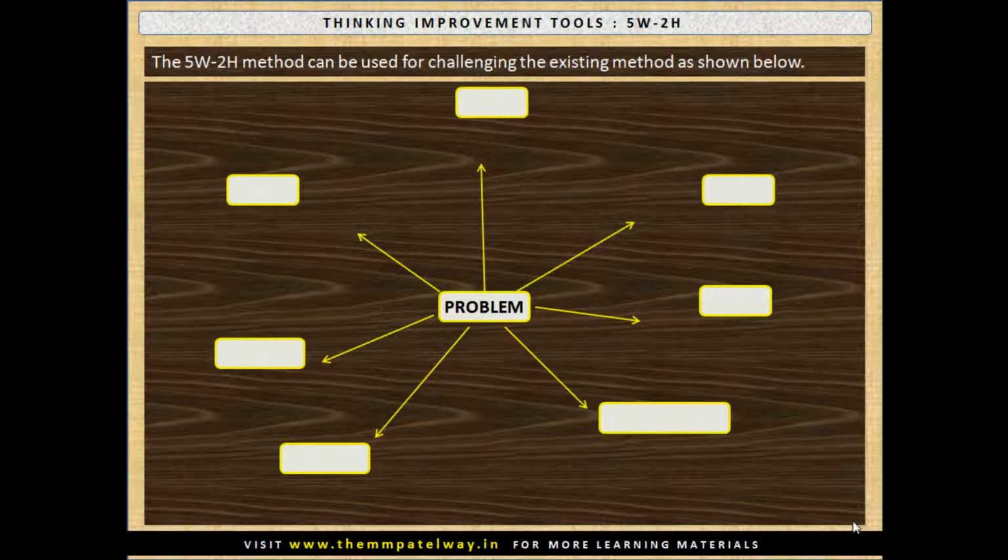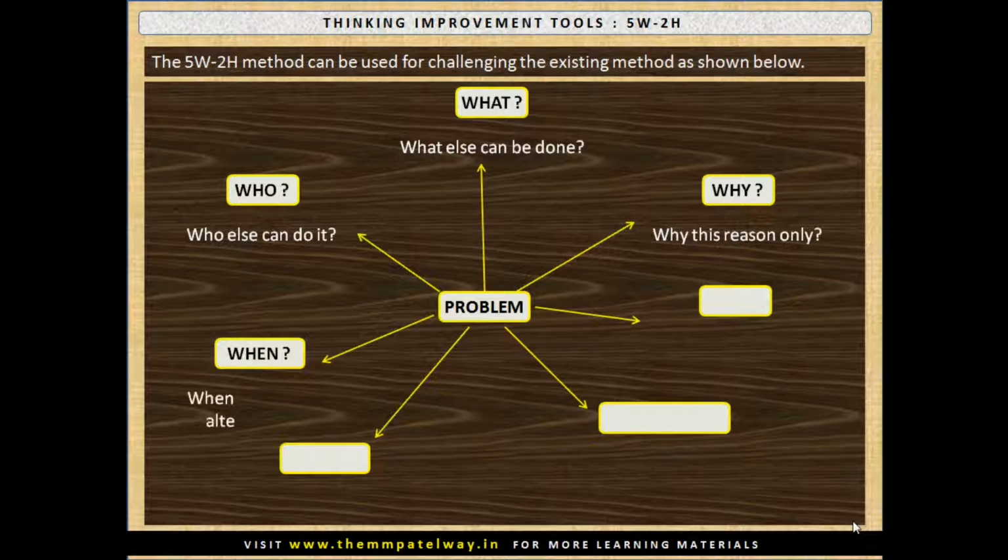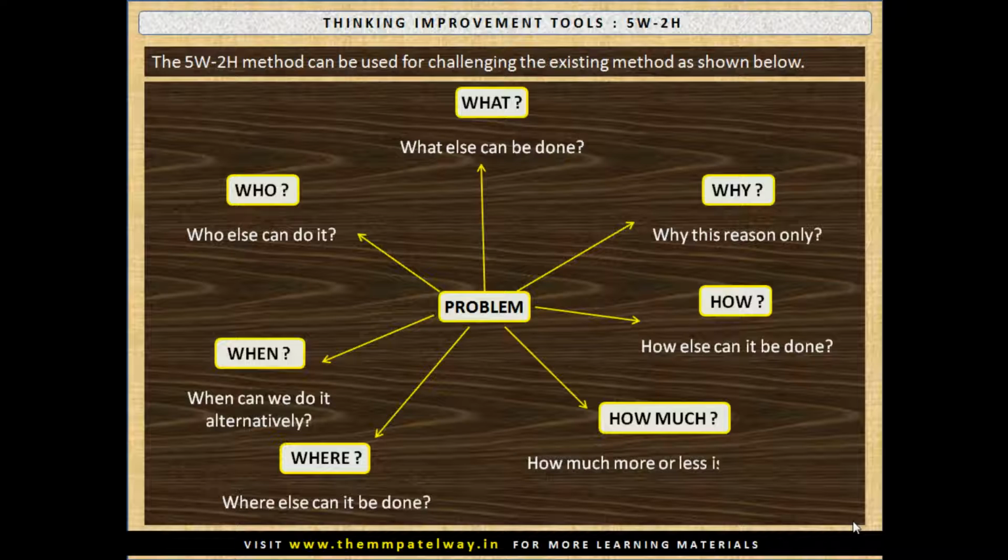The 5W2H method can also be used for challenging the existing method as shown below. What else can be done? Who else can do it? Why this reason only? When can we do it alternatively? Where else can we do it? How else can it be done? How much more or less is possible?